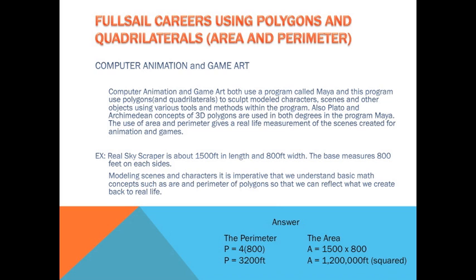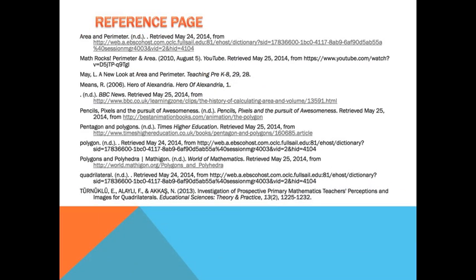Now here you see an example of a real skyscraper and the lengths and the measurements of it. Down below in the blue section I have the answer for perimeter and area. In modeling scenes and characters, it is imperative that we understand basic math and concepts such as area and perimeter of polygons so that we can reflect what we create back to real life. And here you see the reference page.